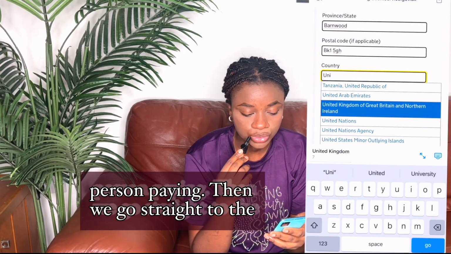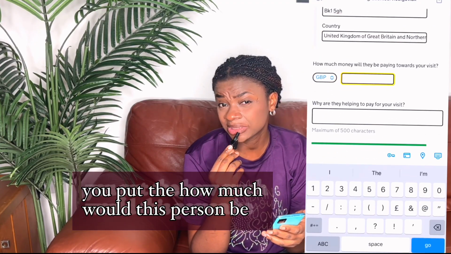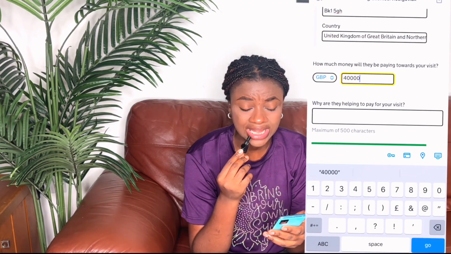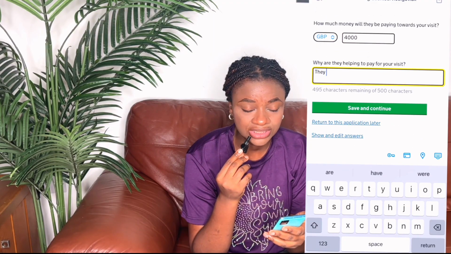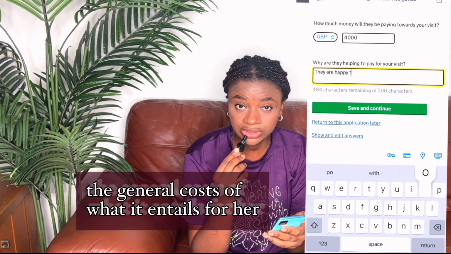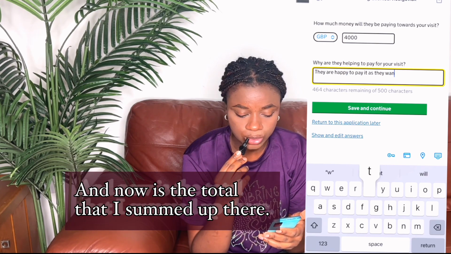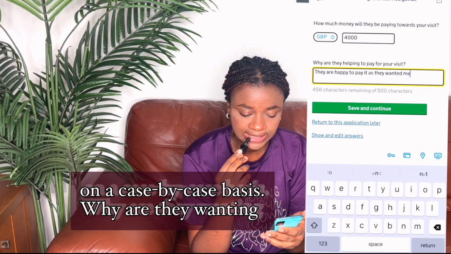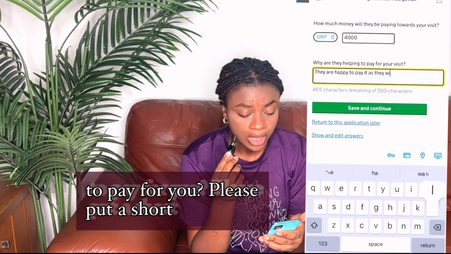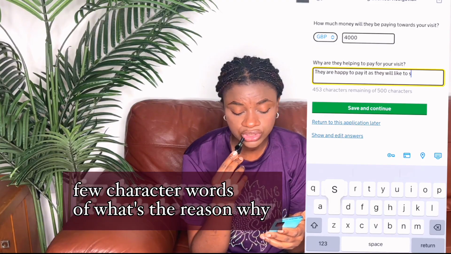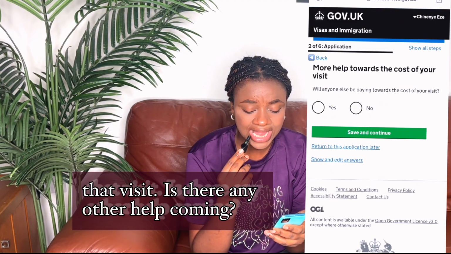Then we go straight to the country and all of that. Once you fill that, you put how much this person will be paying. What I did was calculate the flight fees, feeding expenses, and basically the general cost of what it entails for her to come down to the UK on a visit. And that was the total that I summed up there. It's going to vary on a case by case basis. Why do they want to pay for you? Please put a short few-character reason why that person wants to pay for that visit. Is there any other help coming?